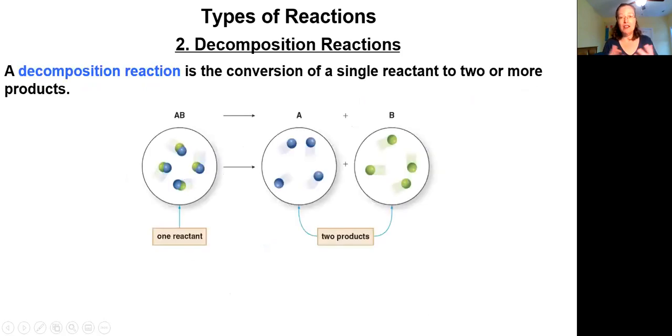Decomposition reactions. This is the opposite of synthesis. Like a decomposing body, where one body starts breaking down into multiple parts. A decomposition reaction is the conversion of a single reactant to 2 or more products. No plus on the left side, just one compound. And we have a plus on the right, so we have at least 2 products on the right. 2 groups of water breaking apart to form 2 molecules of hydrogen gas and 1 molecule of oxygen gas. One reactant forming 2 products.